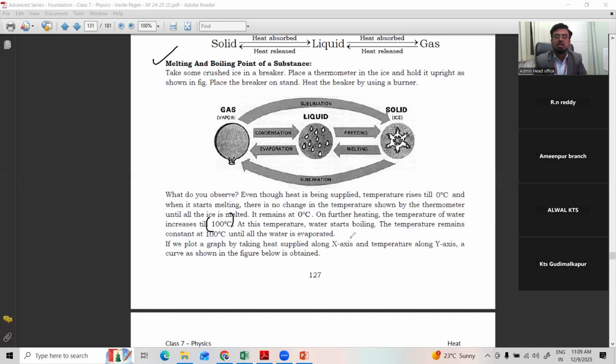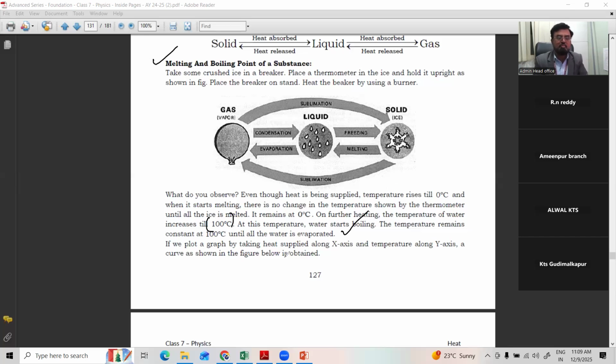At this temperature, water starts boiling. The temperature remains constant until all the water is evaporated. The 0 degrees is called the melting point and 100 degrees is called the boiling point, where solid changes to liquid and liquid changes to gas.